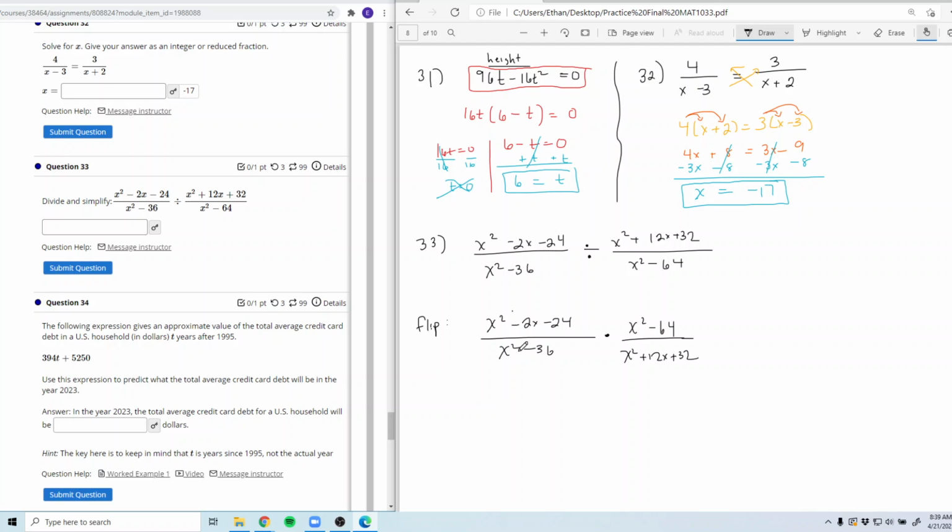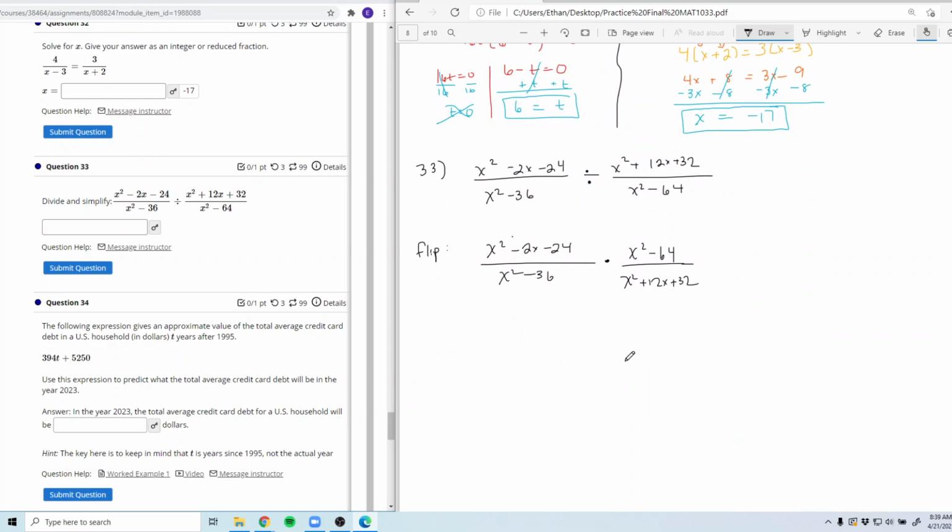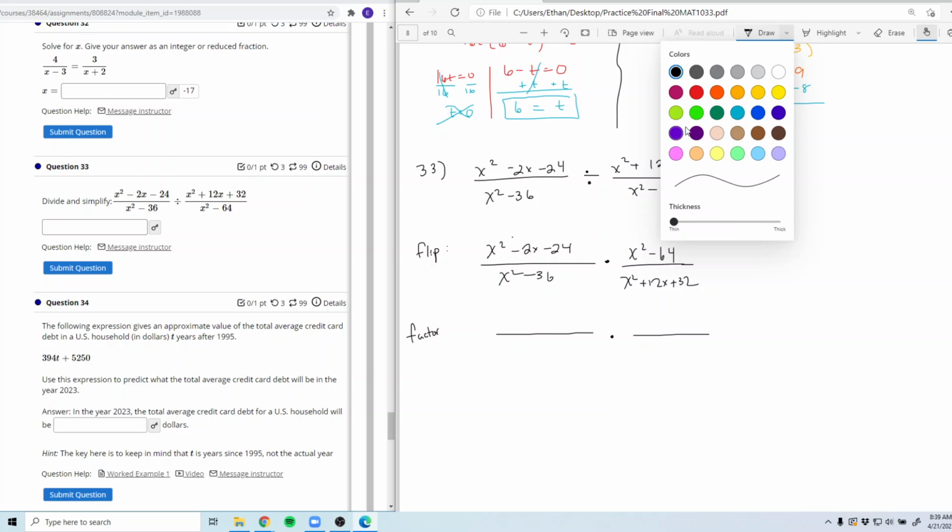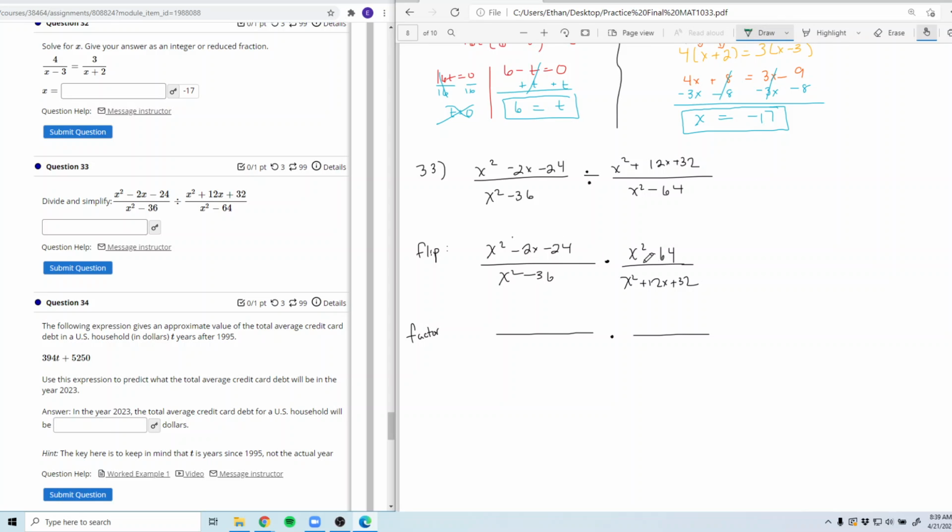Now, what's the other thing you have to do? Now you factor. Factor everything. The reason why I do the flipping first is after you factor, you're really just in a spot where you want to cancel out. But if you do the factoring first before flipping and you have division here, you might cancel something out in a way you're not allowed. So it's easier just to flip first and then factor.